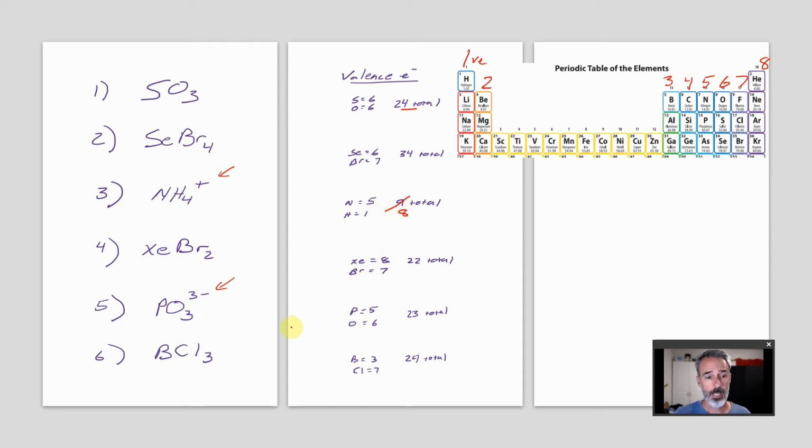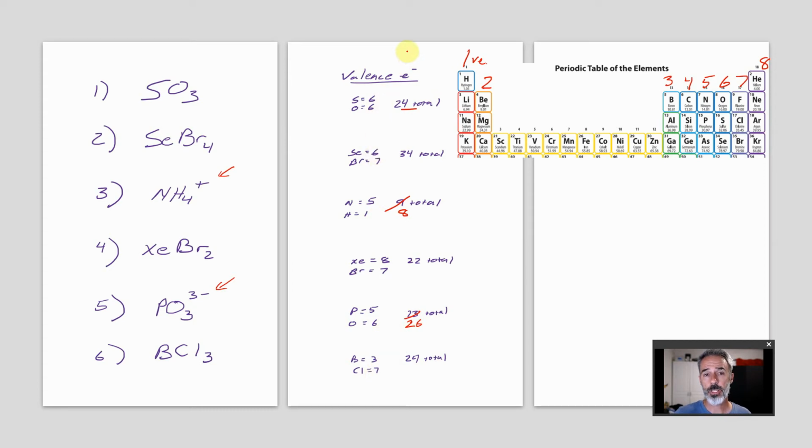All right? And then let's look at this one. Phosphorus had 5 according to our periodic table labeling. Oxygen has 6. 6 times 3 is 18. 18 plus 5 gives me 23. But that charge up there is going to tell me that I need 3 more. So I have 26 total electrons.